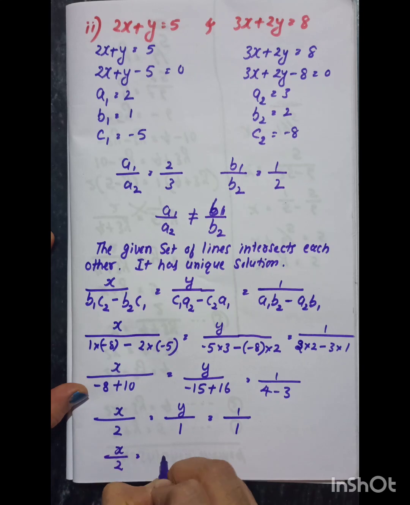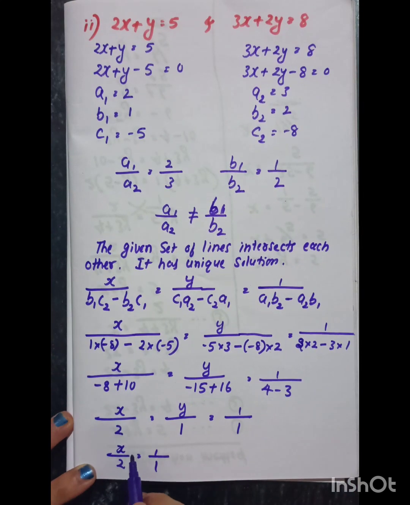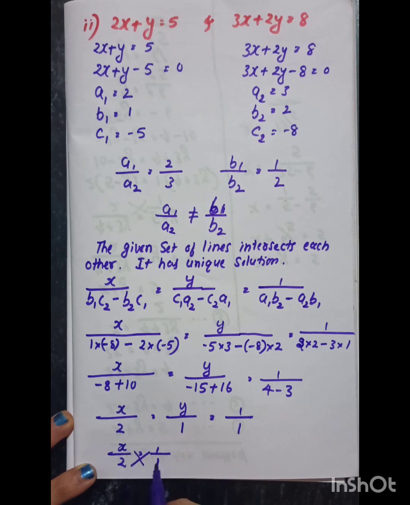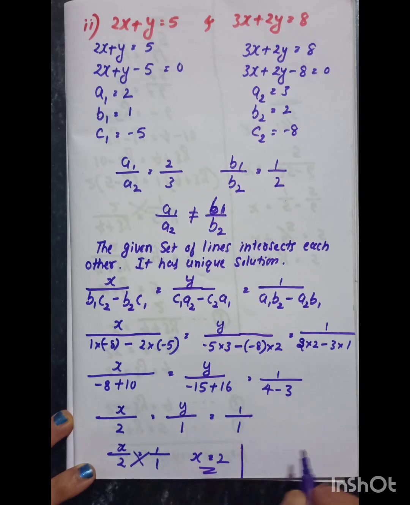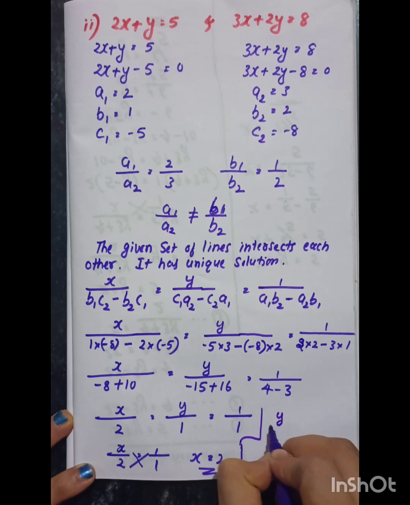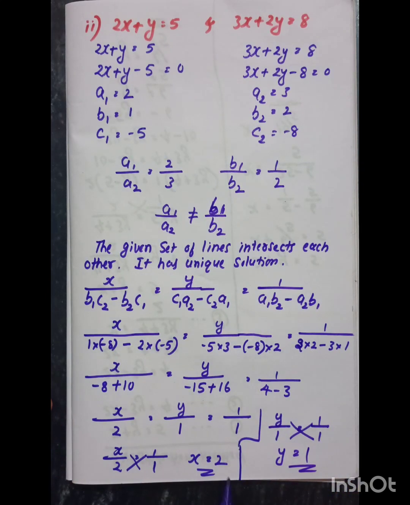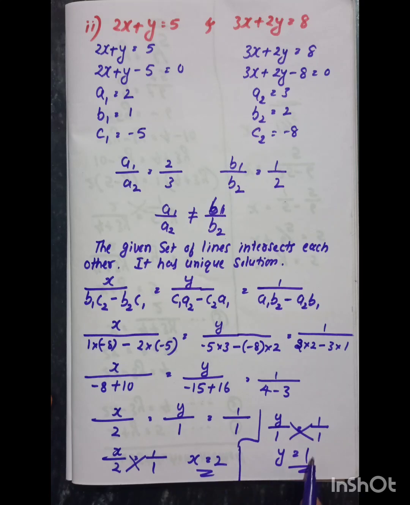X by 2 equals 1 by 1. I will do cross multiplication. X 1s are x equals 1 2s are 2. So the answer for x is 2. So now take this, y by 1 equals 1 by 1. Do cross multiplication. Y 1s are y equals 1 1s are 1. So the answer for x is 2 and the answer for y is 1.